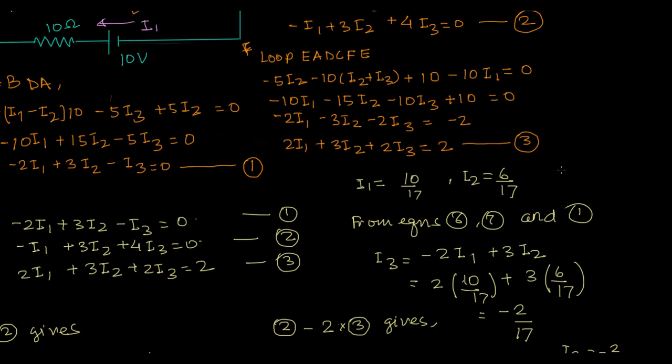So let me write everything here. I3 is equal to minus 2 upon 17. Now a word of caution: we feel that everything is done, we have calculated I3 and our job is finished. No, it is not, because you have to tell me the currents in all the branches. Until you do this, the question is not solved.